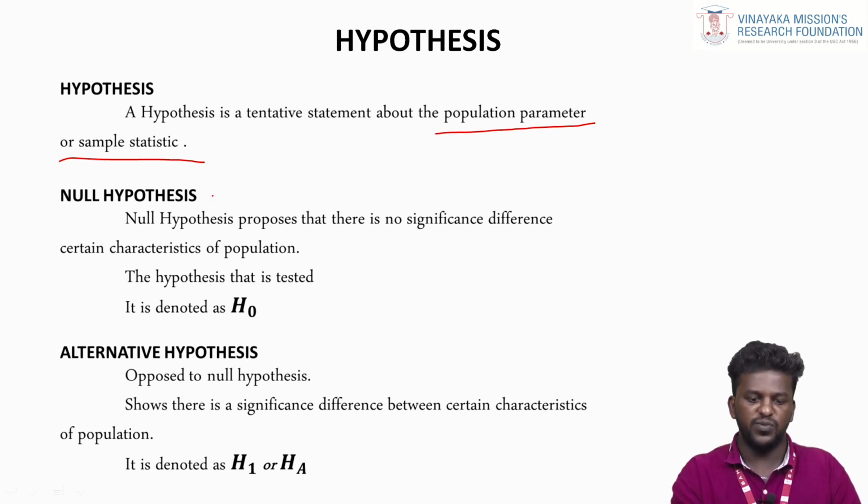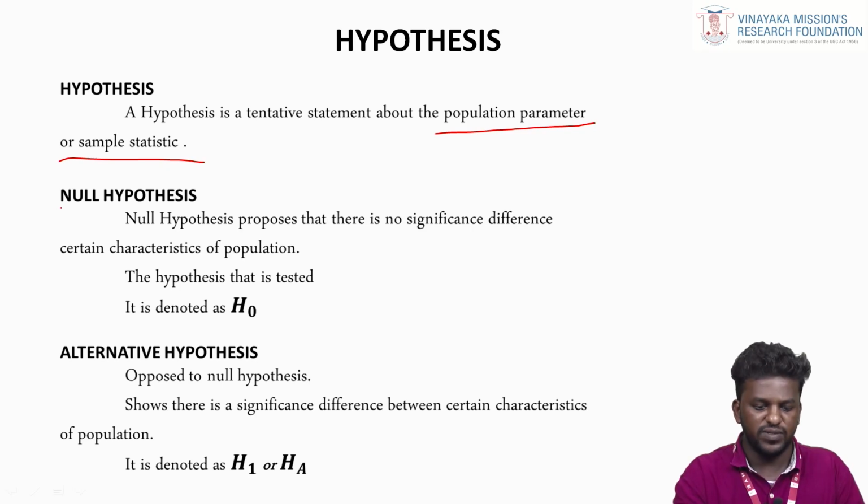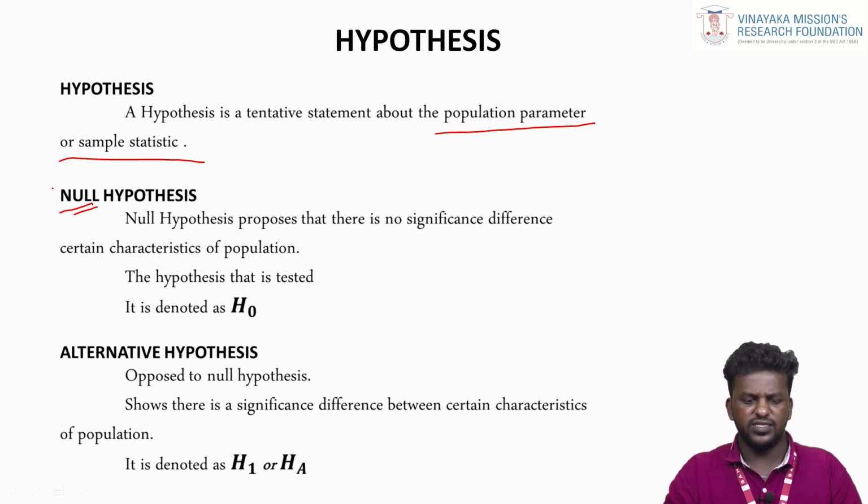One is the null hypothesis and another is the alternative hypothesis. What is the null hypothesis? Null means empty, so it indicates no difference, no relation, or no association, just equal. For comparison or association, you state no difference or no significance, based on our research question. This is the hypothesis that we need to test. It is denoted as H0.